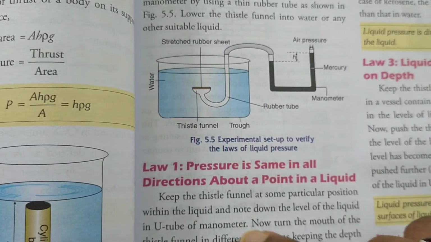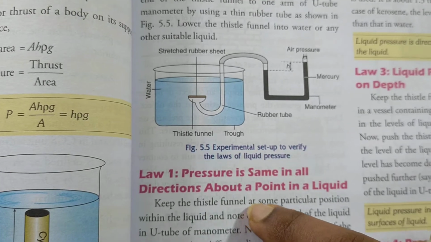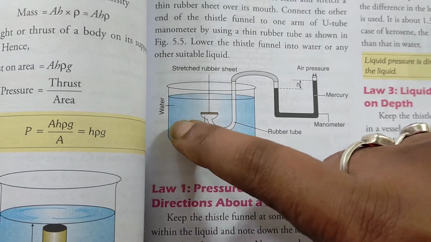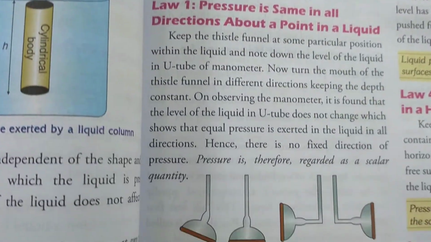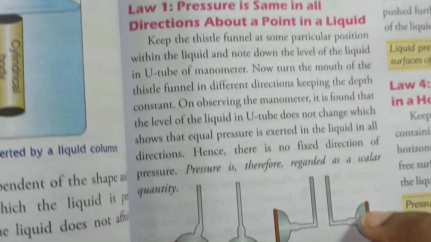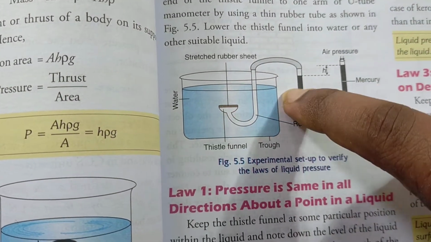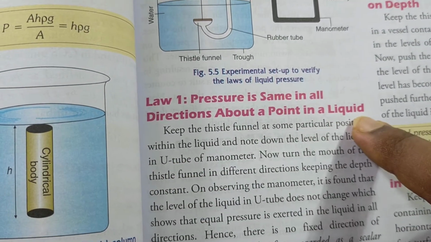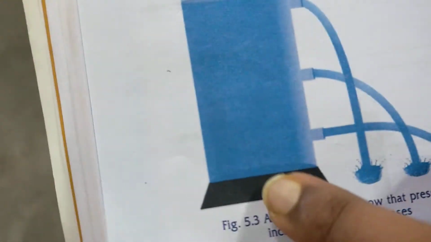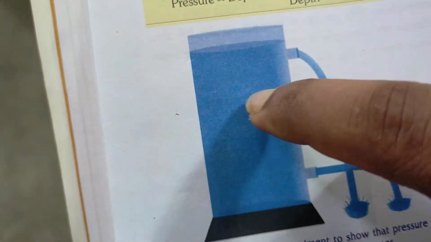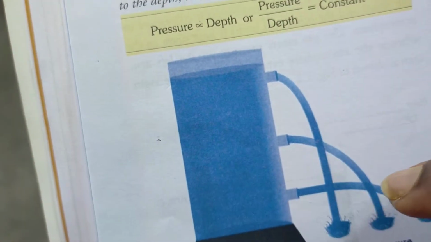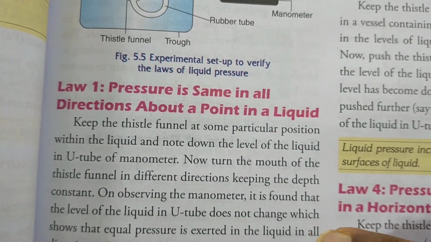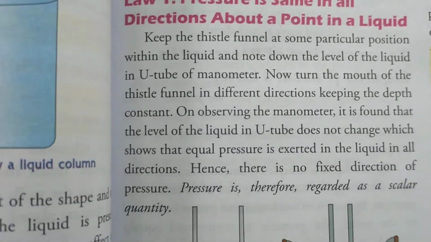The first law says that pressure is the same in all directions about a point in a liquid. That means when you fix the thistle funnel at a fixed point, and rotate it left, right, in different positions, you will find the pressure will not change. The pressure will be the same. Or you can say, in this vessel, if you make holes at the same level, the pressure coming out from the three holes will be the same. So pressure is the same in all directions about a point in a liquid.